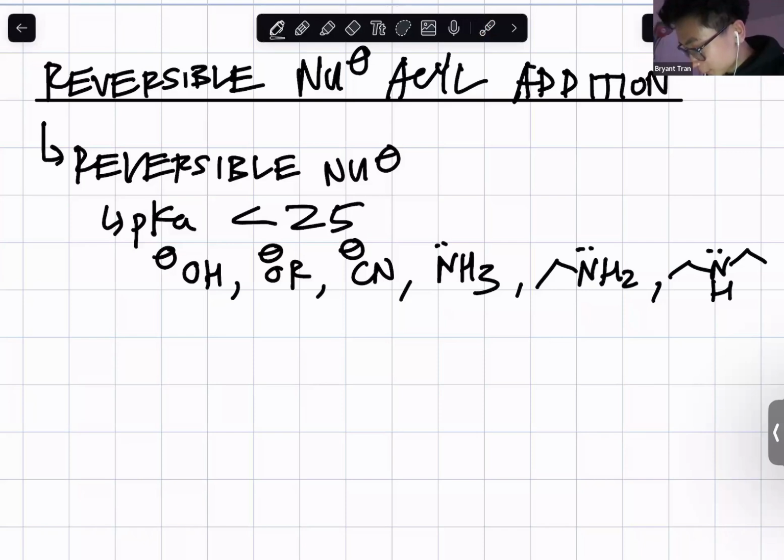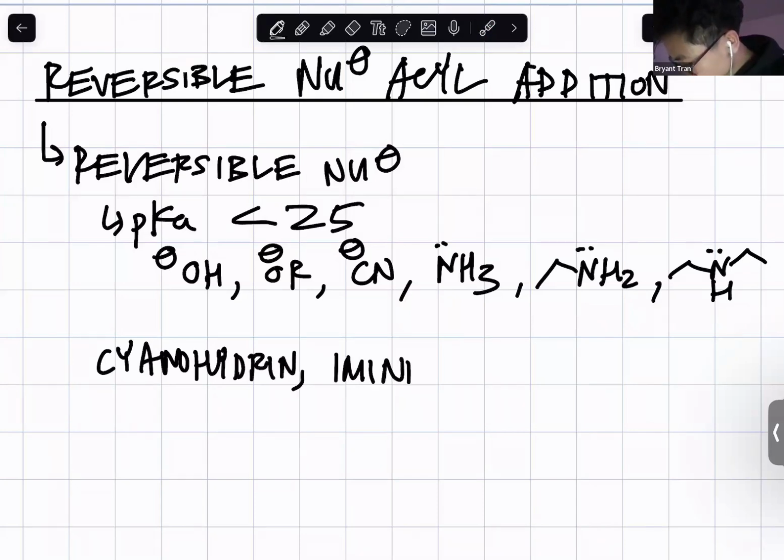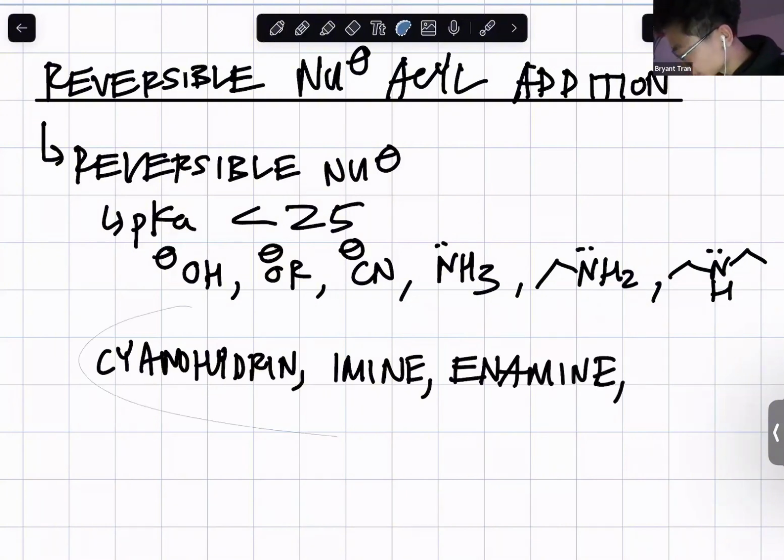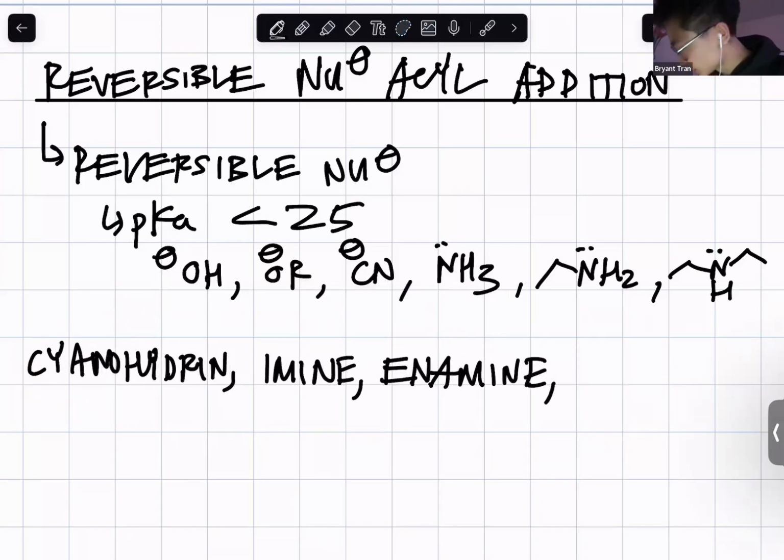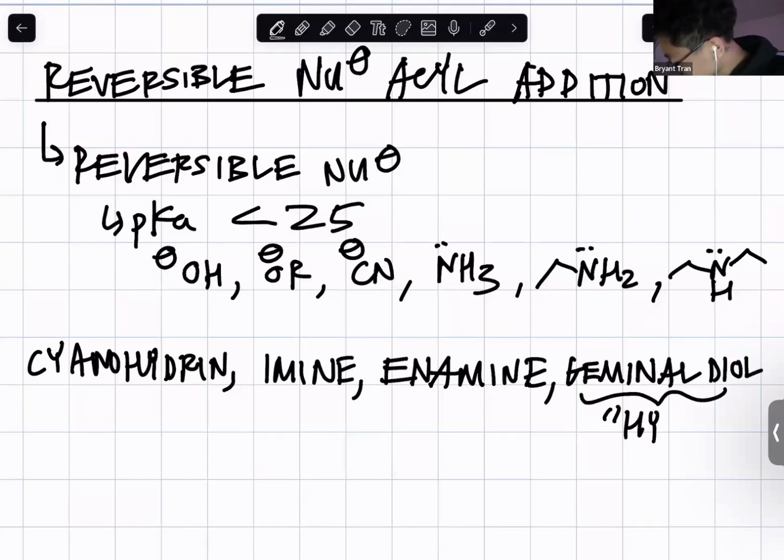Okay, now there's 4 types of reversible nucleophilic acyl addition reactions that she went over. There's the cyanohydrin formation. There's the enamine formation. And then there's the geminal diol formation for the reversible nucleophilic acyl addition. Geminal diol, or hydrate. Geminal diol, aka hydrate.